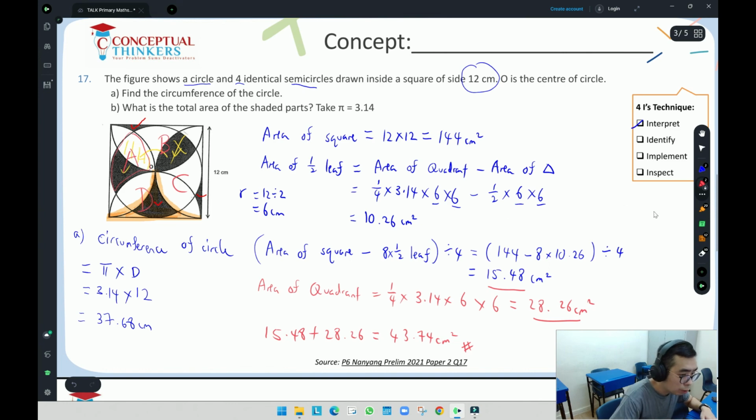Okay, so we have already identified the concept. Simple, the concept will be circle. Now we implement the steps. Then now inspect, right? Please ensure that you have used the correct length, 12 cm, for the diameter. For the pi, please use 3.14. Okay, to ensure that we didn't make any transfer error. Then just recheck your calculation to ensure that all your calculations are keyed in properly into your calculator.